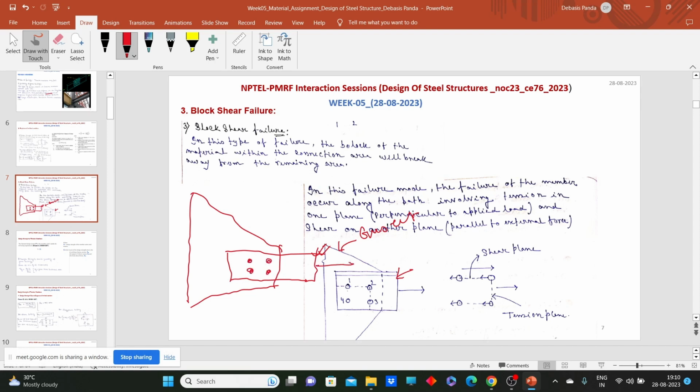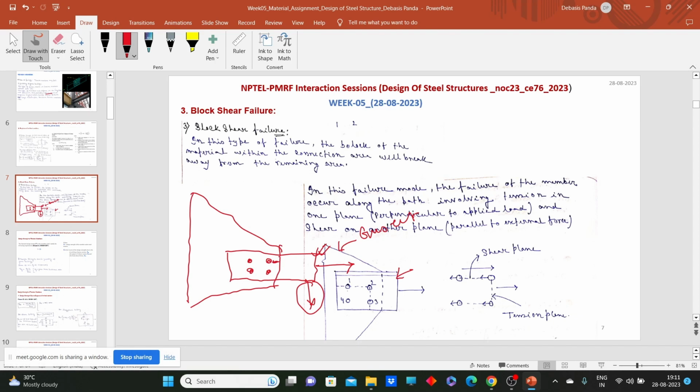It is subjected to tensile and shear. Mostly this phenomenon occurs when a tension member is subjected to shear along with tension. Not necessarily all the time will shear force occur, but we need to check for the block shear failure, as this kind of failure is a common phenomenon for tension members.